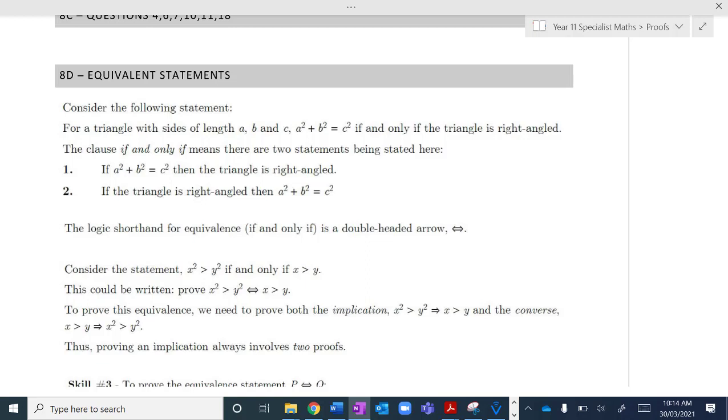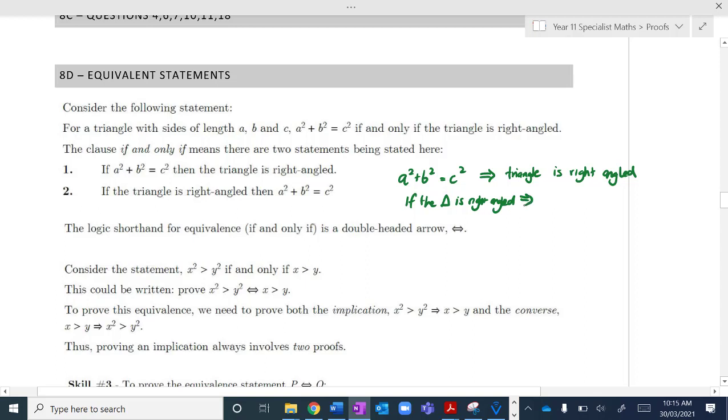The clause "if and only if" means that there are two statements. We can basically say that if A squared plus B squared is equal to C squared, then the triangle is right angled. So this implies that it is right angled, but likewise, we also go the other way. If the triangle is right angled, then it also implies that A squared plus B squared is equal to C squared.